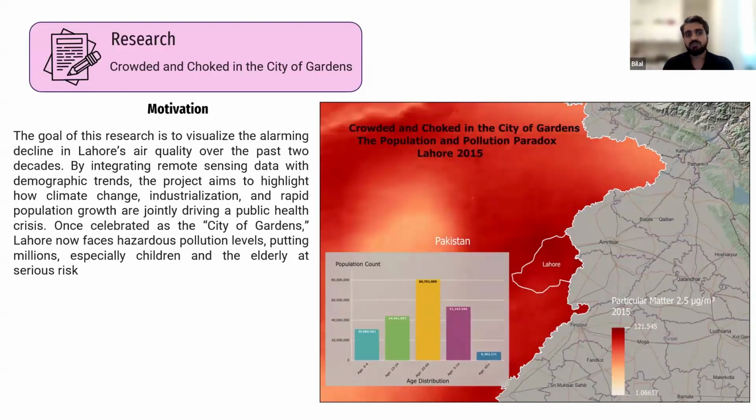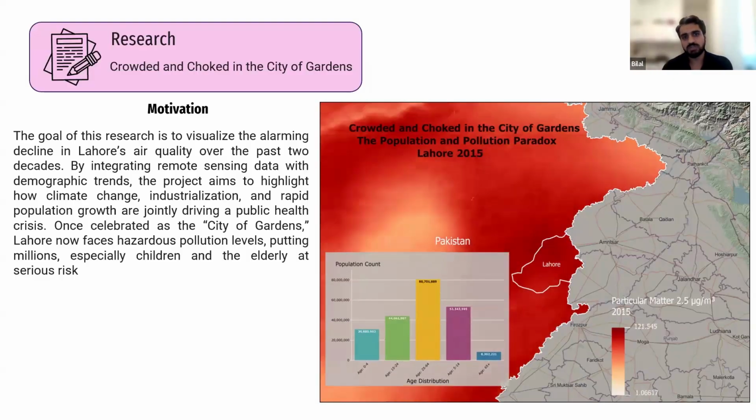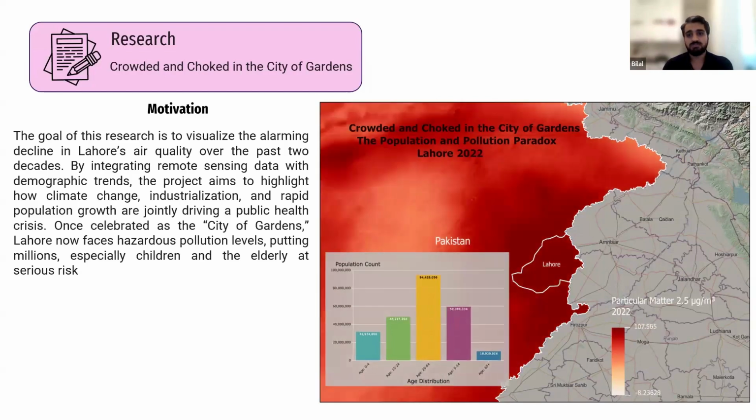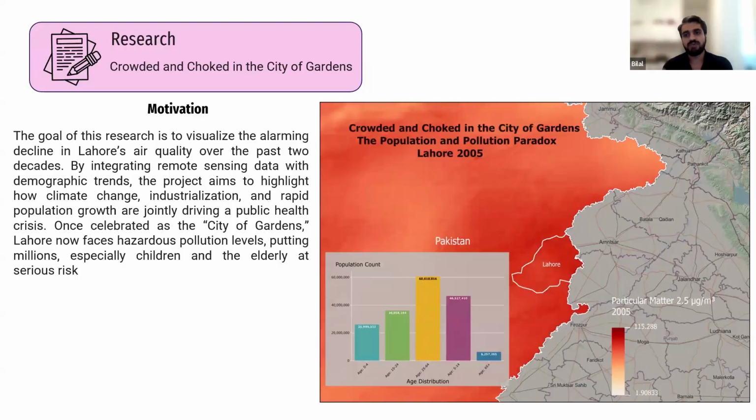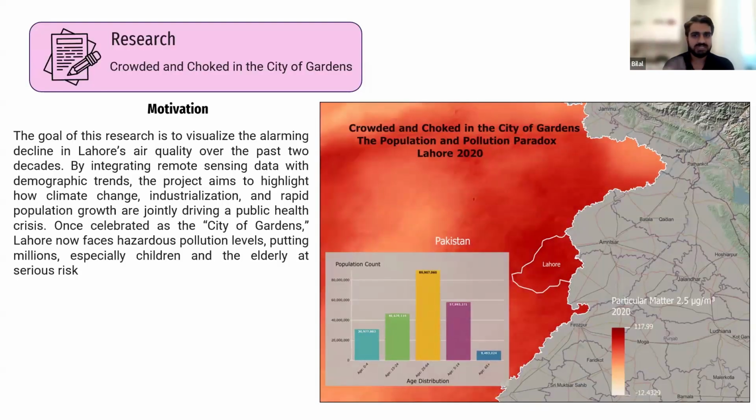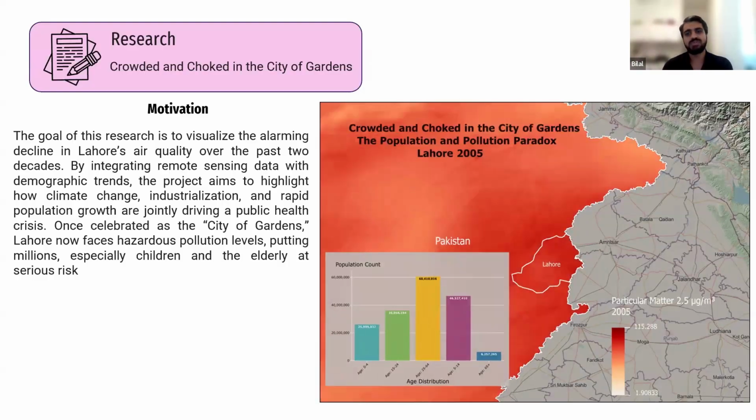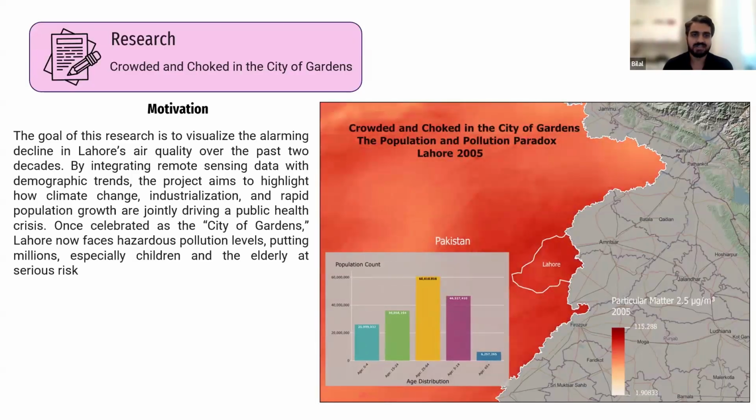And along with that, I visualize the population distribution, that how many people with different age groups are affected due to the rapid increase of these air pollutants. So the city of gardens is basically called Lahore. It's famous because it has a lot of Mughal Empire heritage, a lot of gardens and stuff. So that's why it's called the city of gardens. And the choked is increasing pollutants on a yearly basis. So that's why I titled it Crowded and Choked in the City of Gardens.